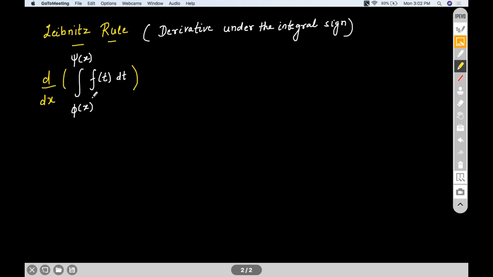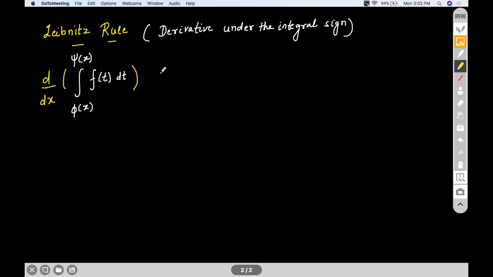If you don't know this rule, what would you otherwise do? You would integrate this, put the upper limit, put the lower limit, subtract. In the primitive of the function you put the upper limit, the lower limit, subtract, and whatever you get, you differentiate. But this is time consuming, because many times you'll get functions which are difficult to integrate, and many times you don't need those results also. So why would you go through a longer process when there is a shorter one available? That's what the Leibniz rule says.